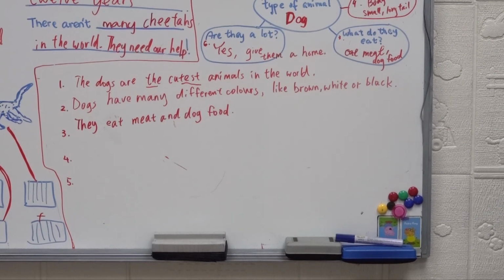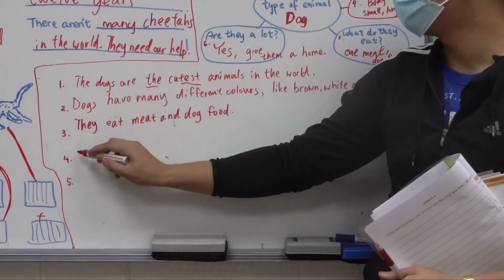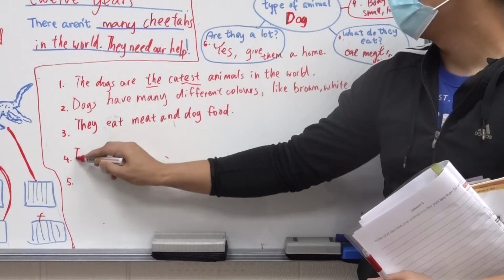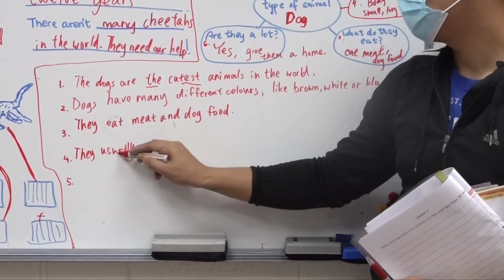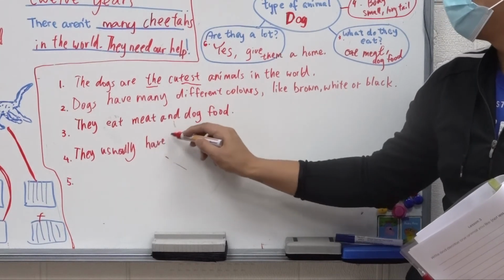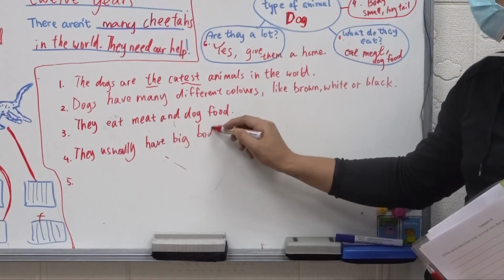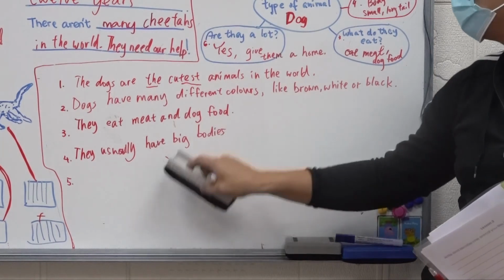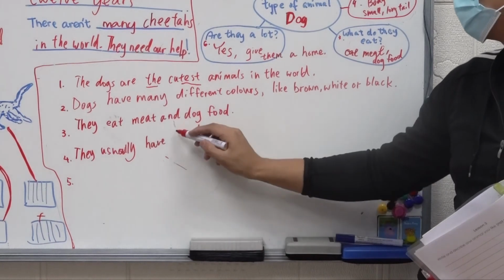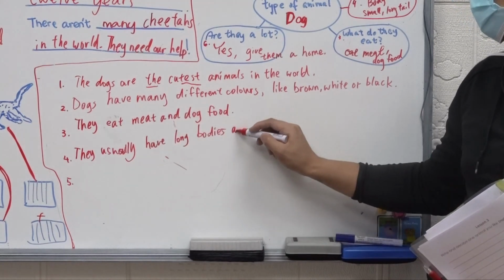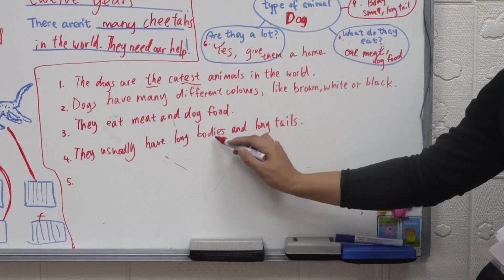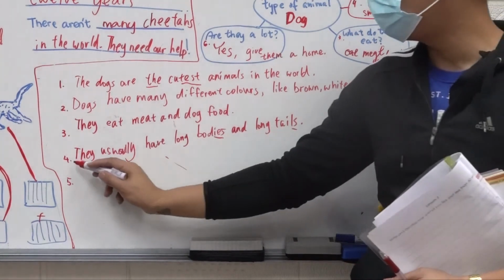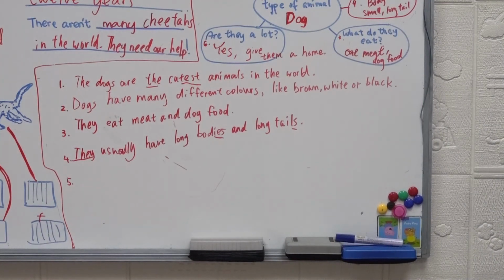So depending on the dog you want to talk about, right? I like the big golden retriever, right? So you can say the body is, right, quite big. So you can say they usually, that means most of them, usually have big bodies, or long bodies is better, right? Long bodies. And long tails. Now here I put the plural, right? More than one because we have they here. They. Right?